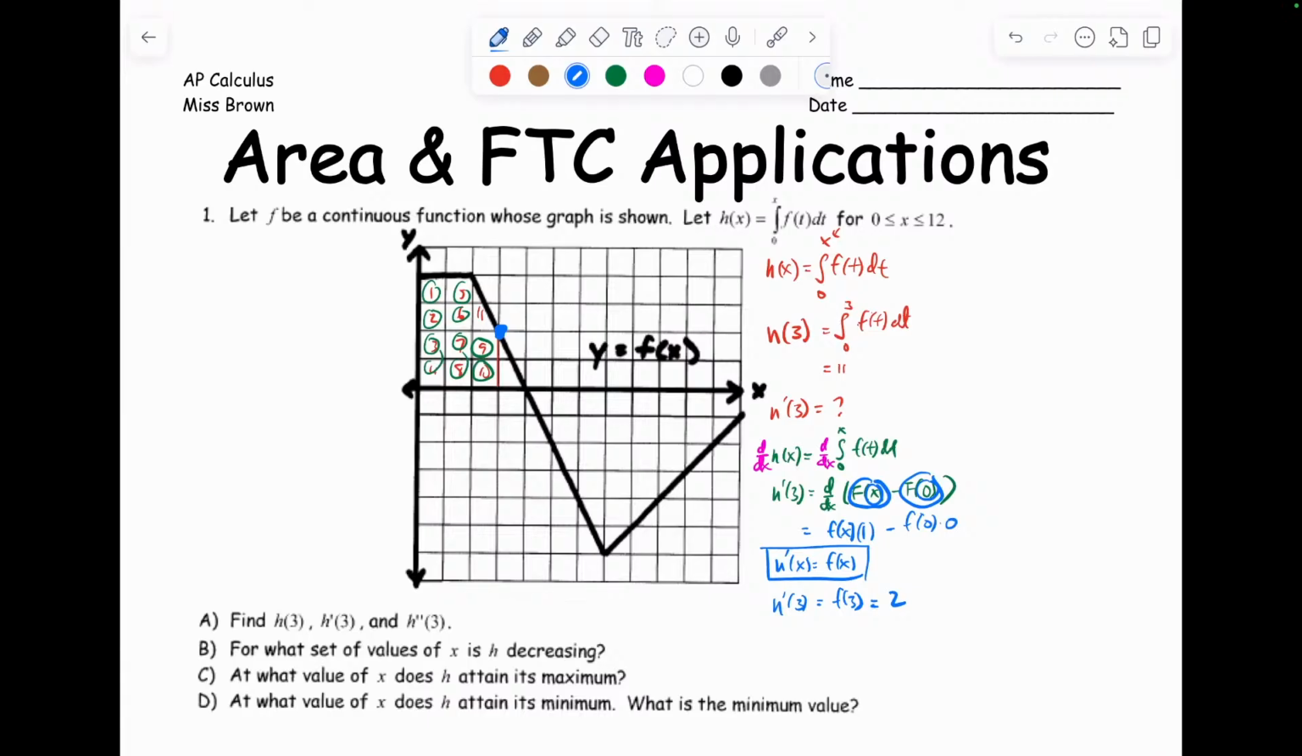Now let me ask you, what's h double prime of 3? Yes, Emily? -2. Negative 2 is correct. Because if I take a derivative of this, h double prime of x is equal to f prime of x. That means I'm going to figure out this slope, which is equal to -2 because it goes down 2, right 1. So h double prime of 3 is equal to -2.